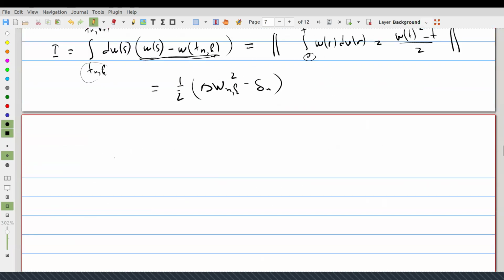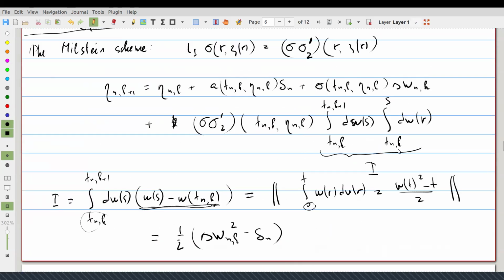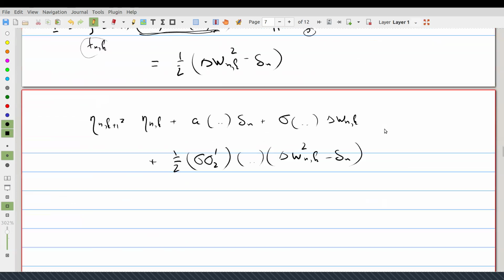So now we can rewrite the scheme: a delta_n plus sigma delta W_n,k plus one half sigma prime with respect to the second argument times (delta W_n,k squared minus delta). You can go further in the one-dimensional case, because you can calculate all iterated integrals with respect to one Brownian motion in terms of, for instance, Hermite polynomials. They are literally known, and there is a recursive formula for them. However, what is the problem when we consider the multidimensional case?